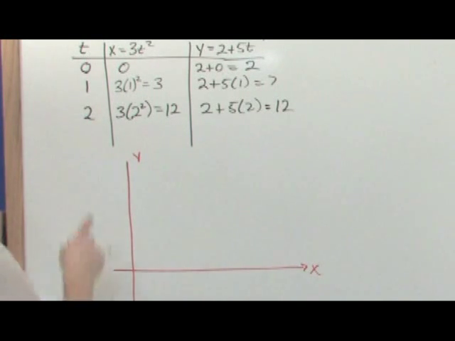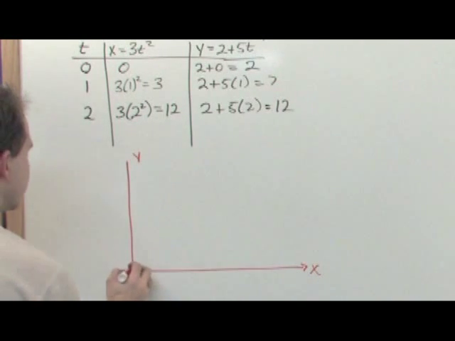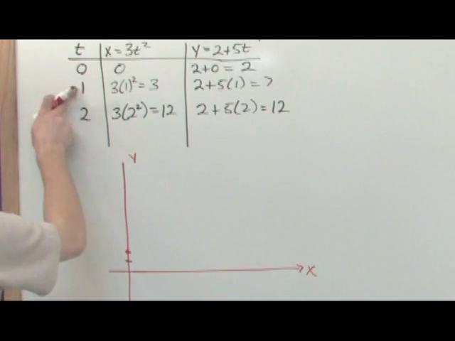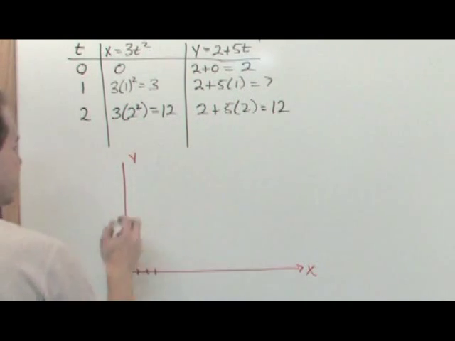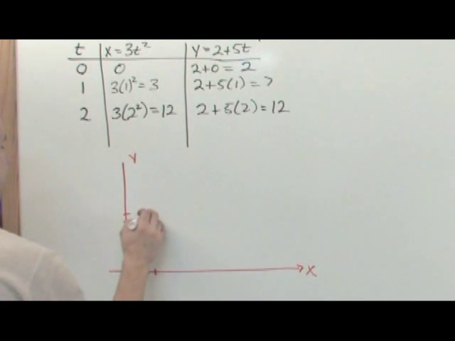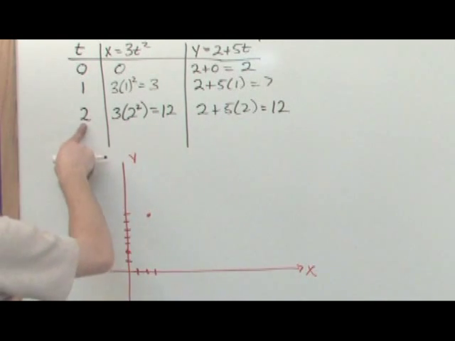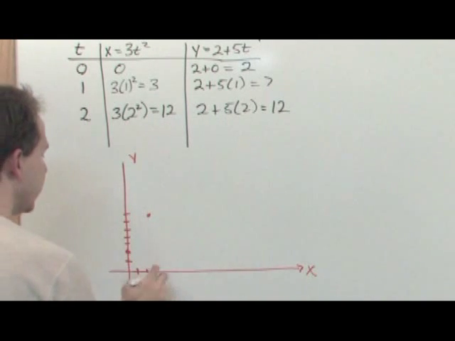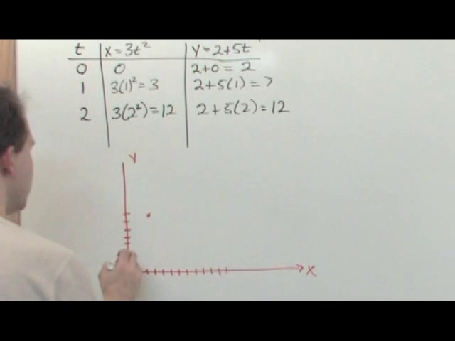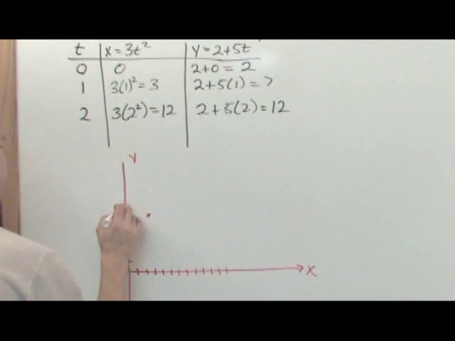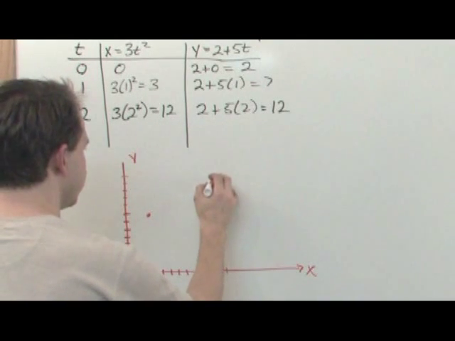Okay? Now at 0, my point is 0, comma 2. So it's right there. At the next point in time, x is equal to 3 but y is equal to 7. 1, 2, 3, 4, 5, 6, 7. So 3 comma 7 is about right there. At the next point in time, 12 and 12. So 1, 2, 3, 4, 5, 6, 7, 8, 9, 10, 11, 12. So it's going to be 12 comma 12 right around here.